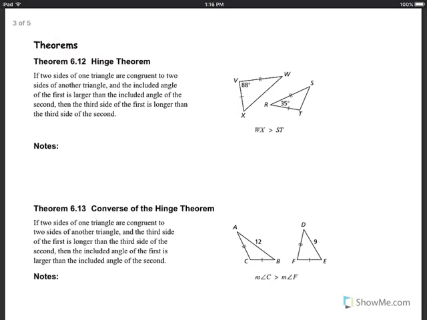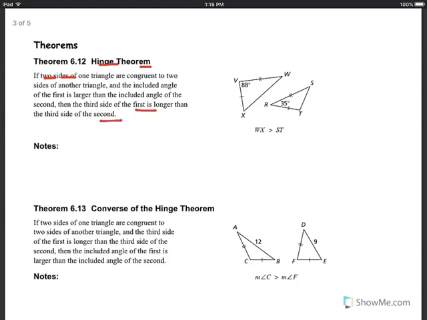Okay, so here's your two theorems. I copied this so that way you can see it a little bit better on the video. We have theorem 6.12, the hinge theorem. Okay, and it says if two sides of one triangle are congruent to two sides of another triangle, so that's pretty important, you have the two sides congruent, and the included angle of the first is larger than the included angle of the second, then the third side of the first is longer than the third side of the second.